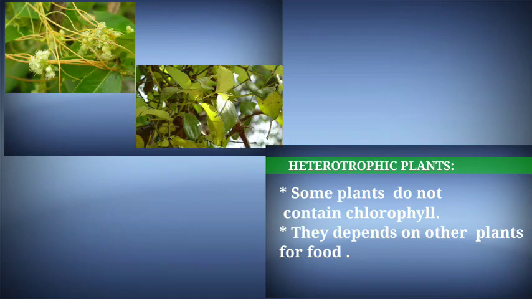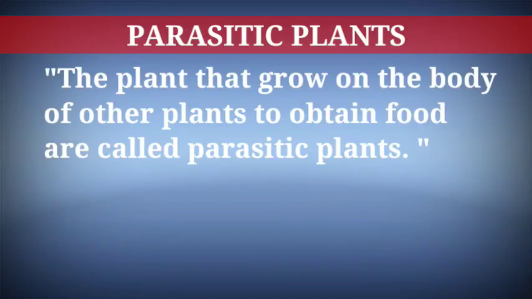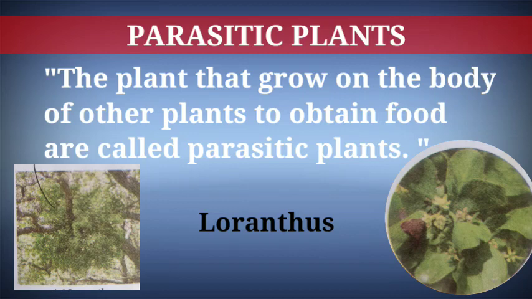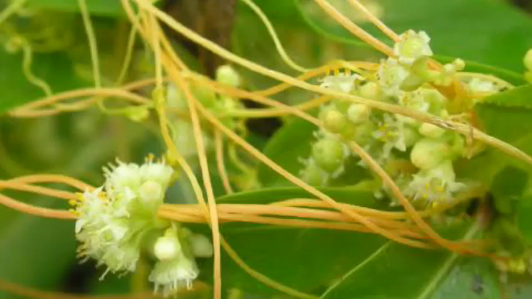Now let's learn what is meant by parasitic plants. The plants that grow on the body of other plants to obtain food are called parasitic plants. Means parasitic plants cannot perform process of photosynthesis to obtain their food. They depend upon other plants for the food. Loranthus and cuscuta are examples of parasitic plants.